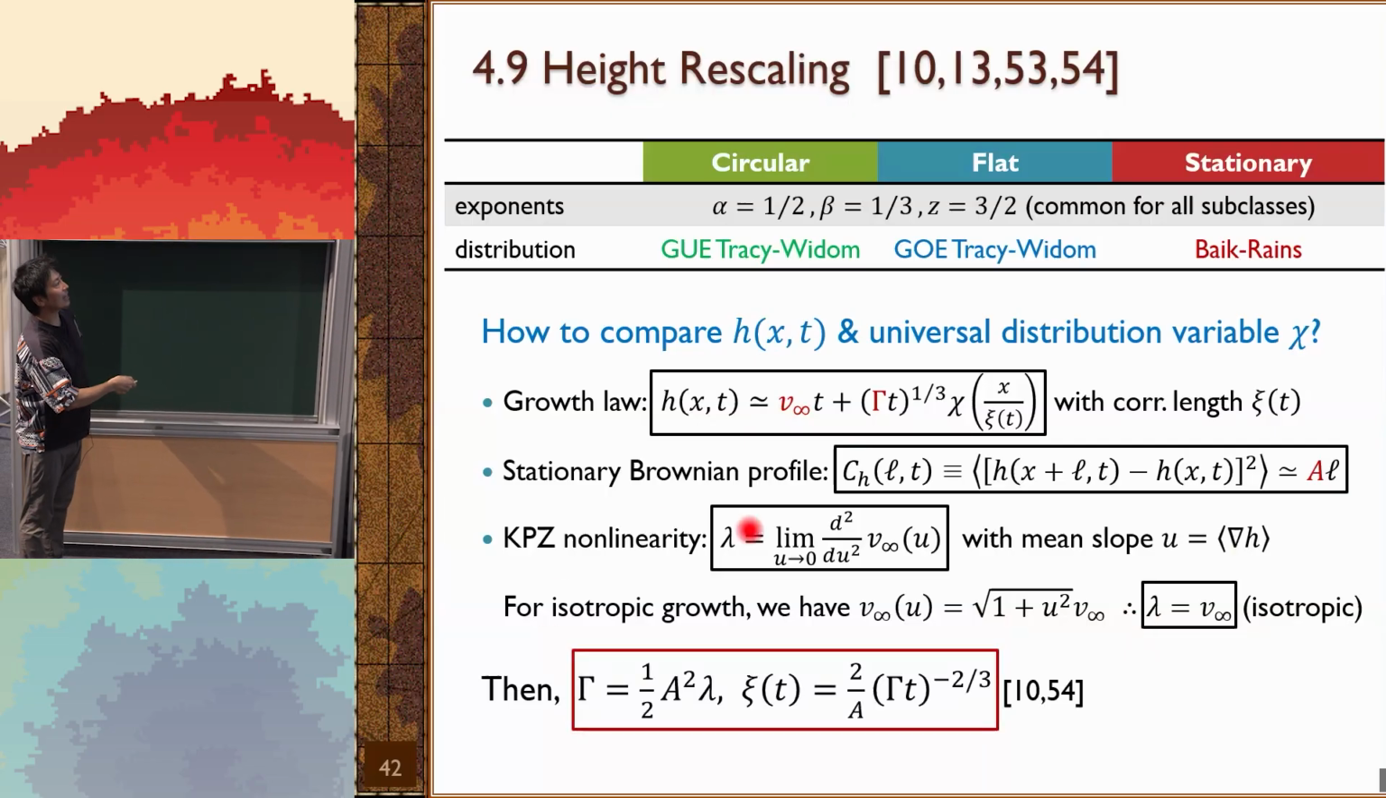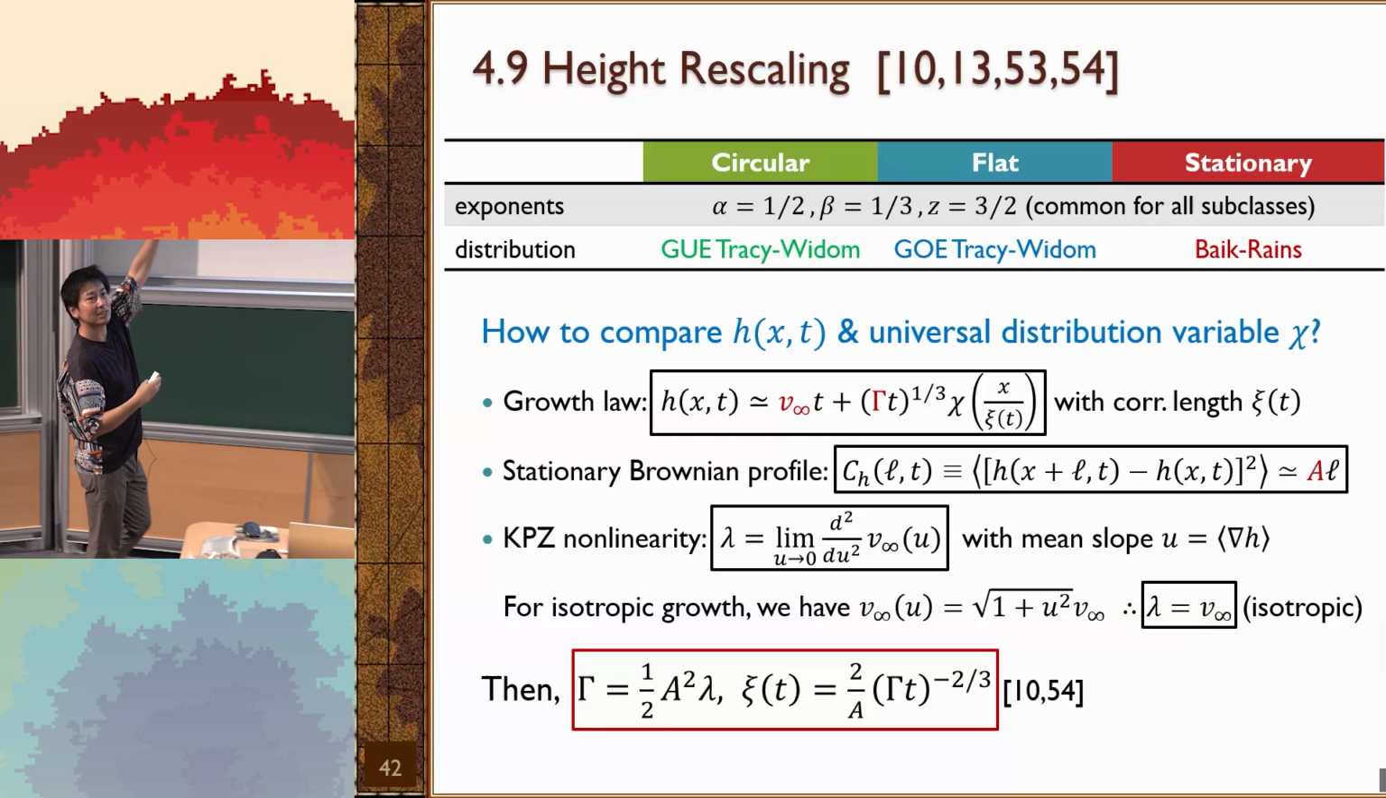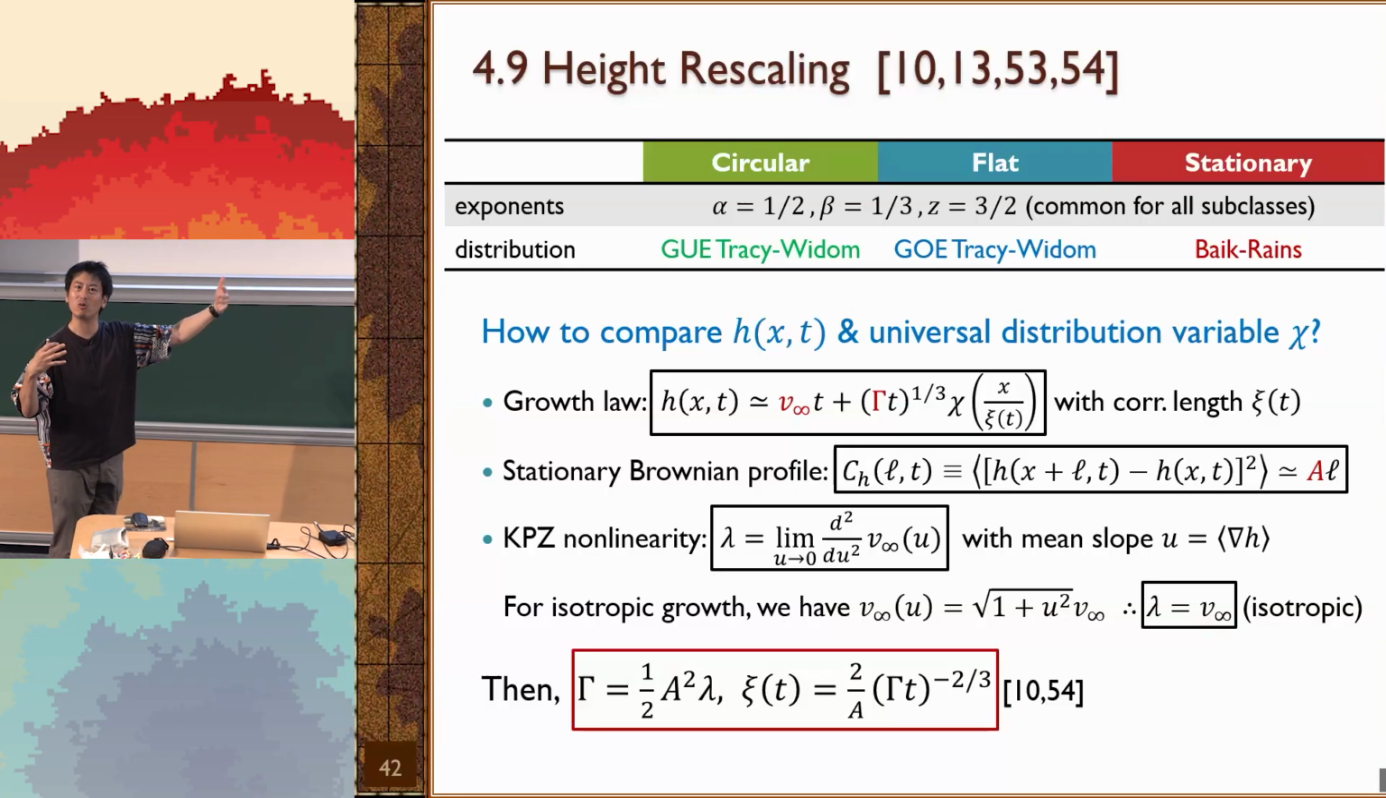Then it's known that this gamma here is just a square lambda divided by 2. So all you need is to obtain A from this height difference correlation function. And in the case of isotropic growth, you evaluate the asymptotic speed, and then you get gamma here. So you can rescale your height fluctuations, and then you can compare this chi with chi for the Tracy-Widom distribution or Baik-Rains distribution. So this is the practical method to test characteristic distributions with your simulation or experimental data.